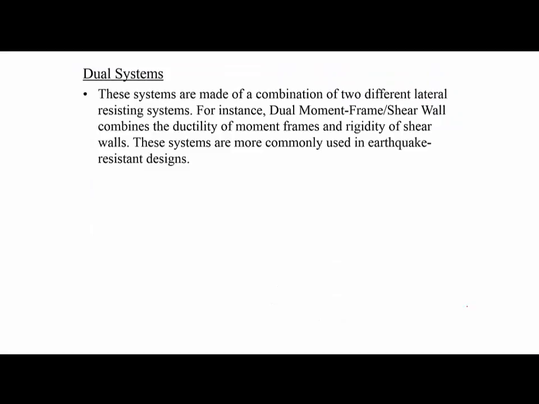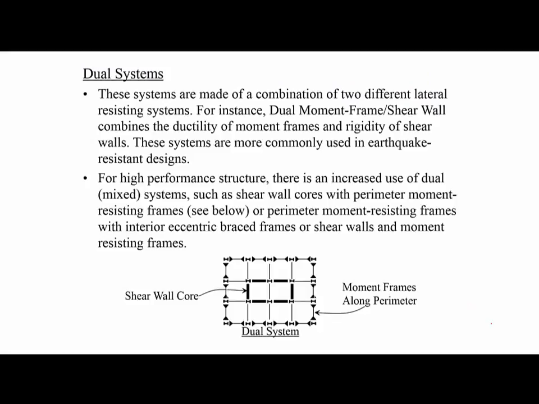Now let's look at a dual system. A dual system is basically a combination of two different lateral load resisting systems within the same direction. For instance, if we have a moment frame and shear wall, which combines the ductility of moment frame and rigidity of the shear wall, they can be a good system. These systems have been used in both seismic and non-seismic areas. For high performance, there is an increased use of dual systems such as shear wall cores with perimeter moment frames.